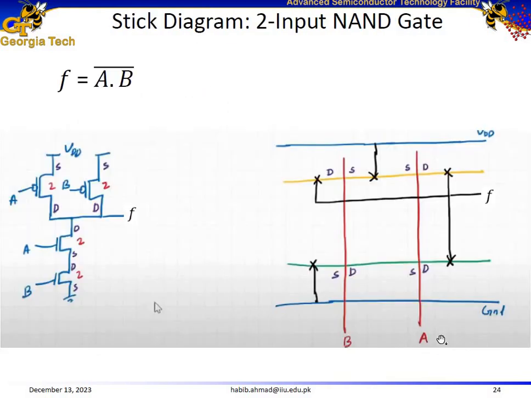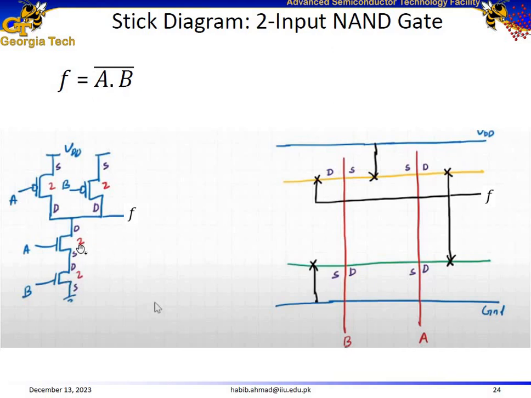Okay, now let us try to solve a few examples of stick diagrams. Starting from the logic functions, and then we will draw the circuit diagrams, and then we will look at the stick diagrams of these. So here is our logic function, (A·B) whole complement. It's a 2-input NAND gate.